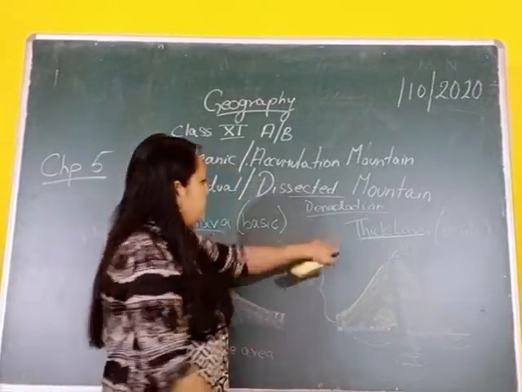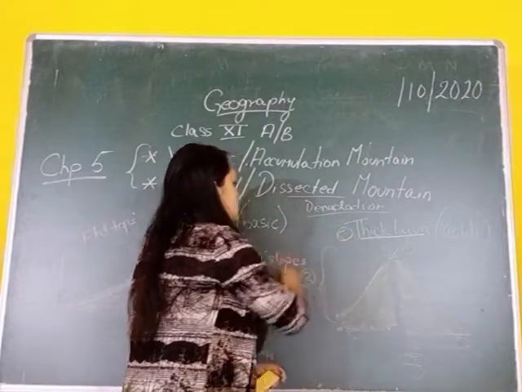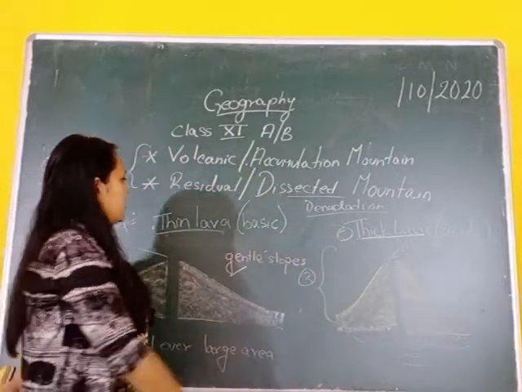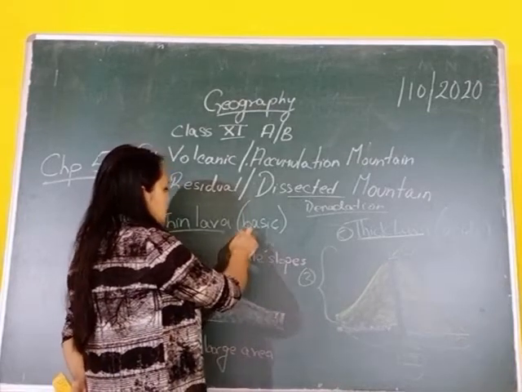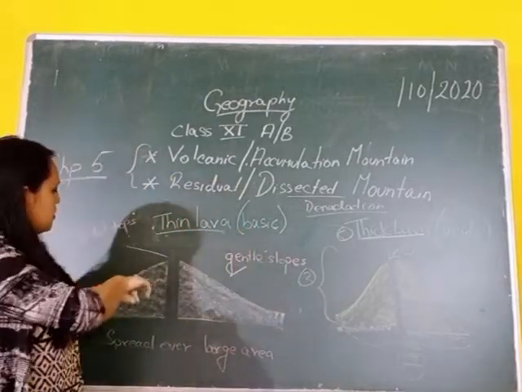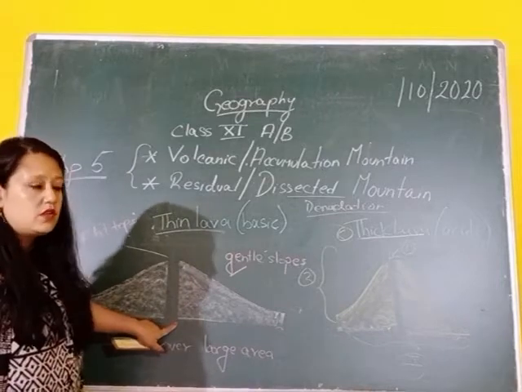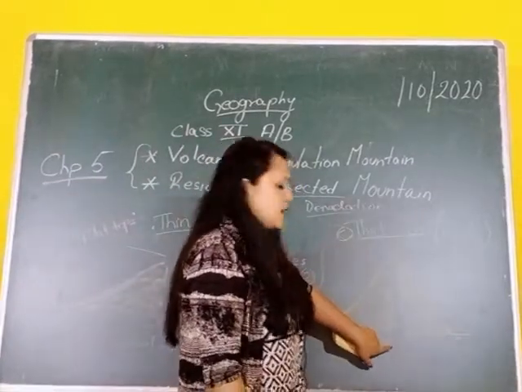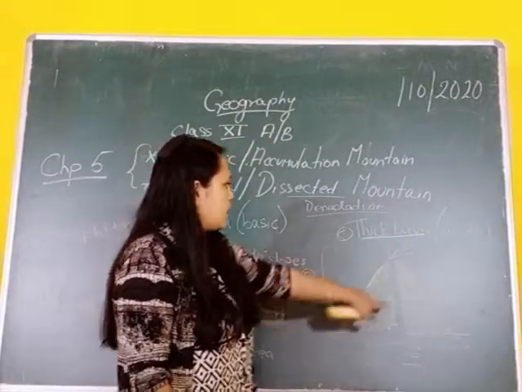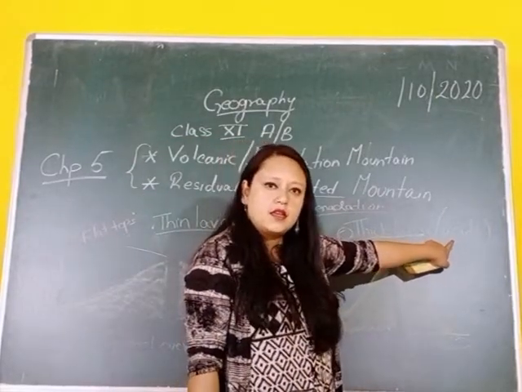Okay, fourth one, fifth is the thickness of the lava, and the sixth one is the lava that comes out from here is basic. The composition of the lava that comes out from the first type of volcano is basic, and the lava that comes out from the second type of volcano is acidic in nature.